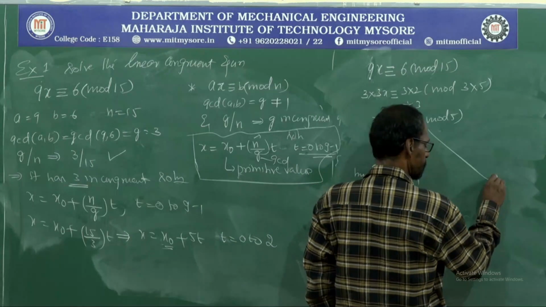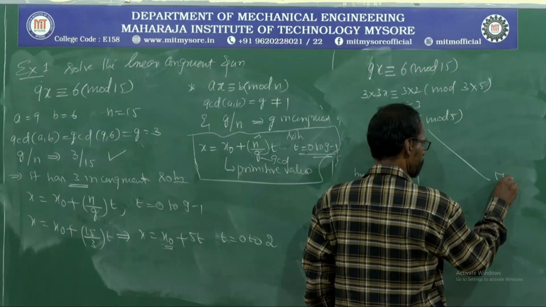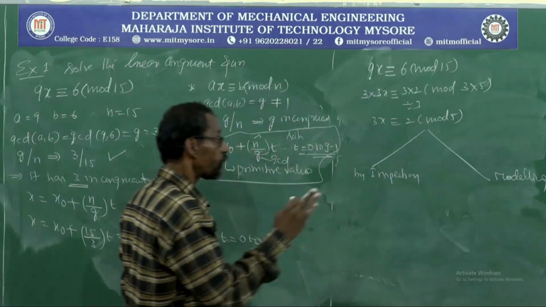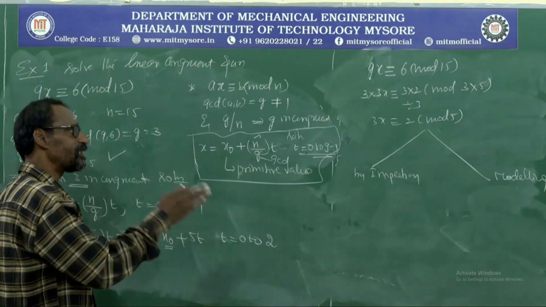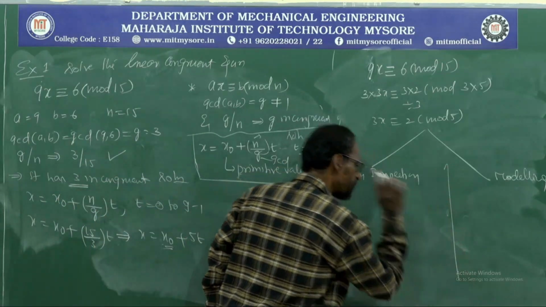Another is modeling. There are two approaches. One is called the inspection method, another is modeling. I am going to teach you both methods using the same example. What is the inspection method?